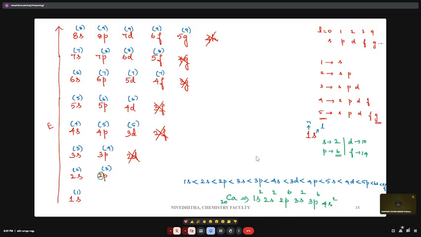Is it clear now? So this is the Aufbau principle. This is how we have to arrange electrons from lower energy to higher energy. Now we'll talk about another atom, which is nitrogen. What is the atomic number of nitrogen?